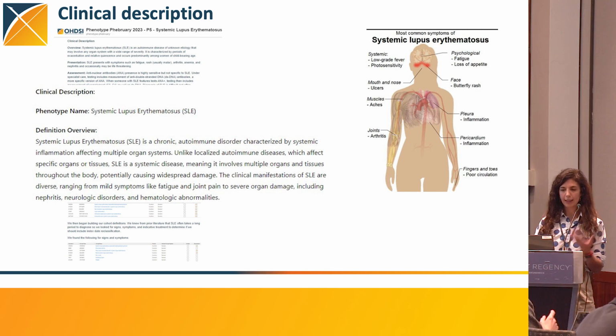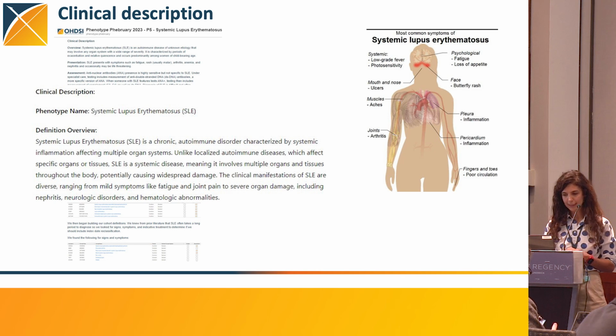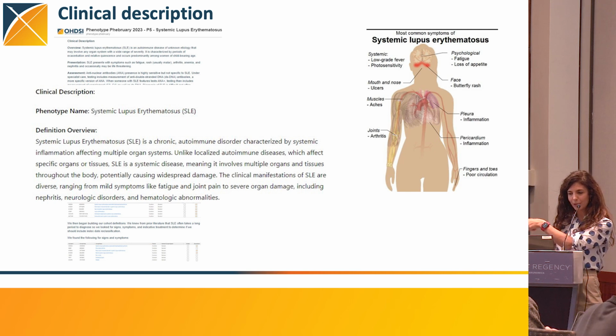So in this case, from the library, SLE is described as a chronic autoimmune disorder characterized by systemic inflammation affecting multiple organ systems. Unlike localized autoimmune disease, which affects specific organs or tissue, obviously from the image here, SLE is a systemic disease, meaning it involves multiple organs and tissues throughout the body, potentially causing widespread damage.